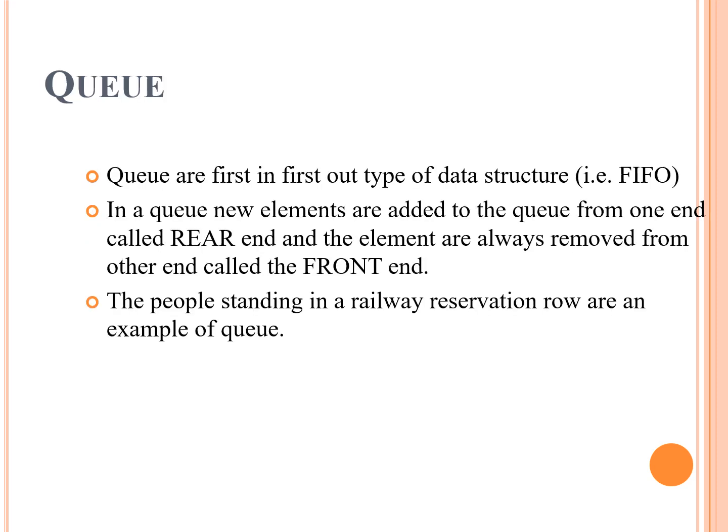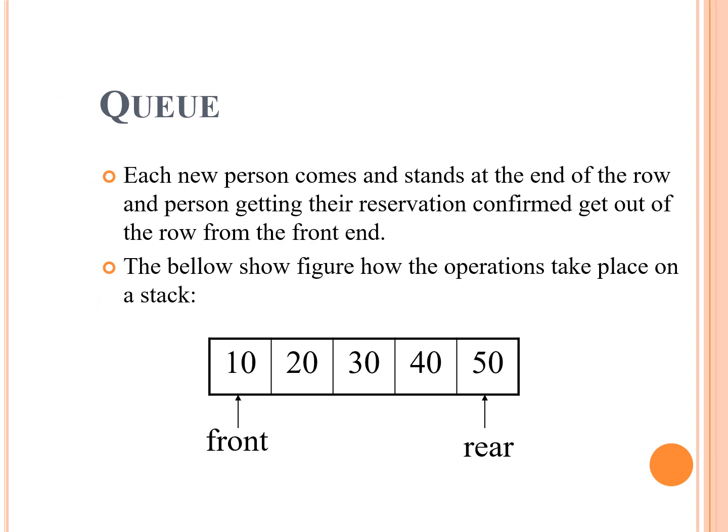Another classification of data structure is the queue. Queue is a first-in-first-out type of data structure, that means FIFO. In a queue, new elements are added to the queue from one end, called the rear, and elements are removed from the other end, known as the front. The people standing in a railway reservation row are an example of a queue. Each new person comes and stands at the end of the row, and the person whose reservation gets confirmed leaves the row from the front end.